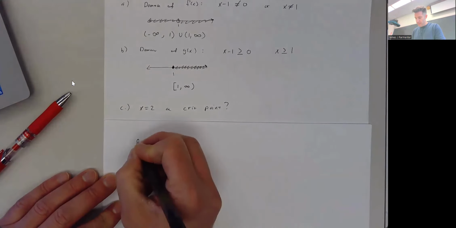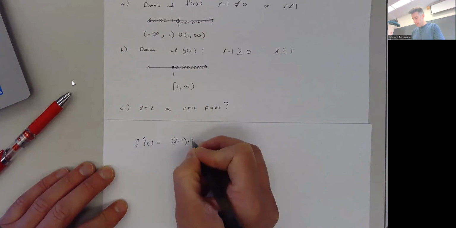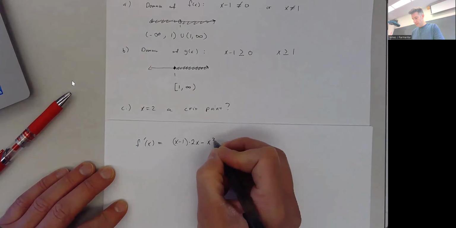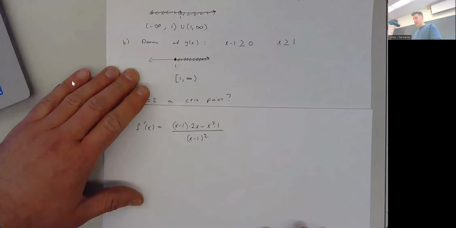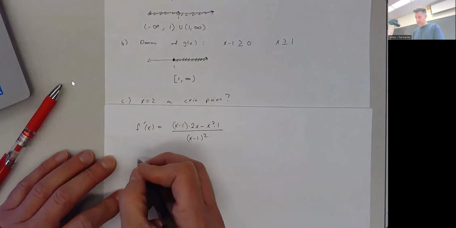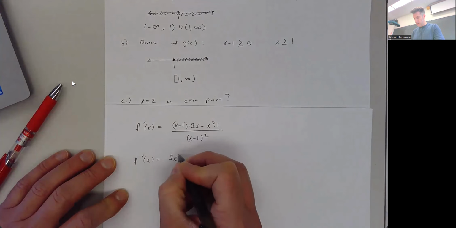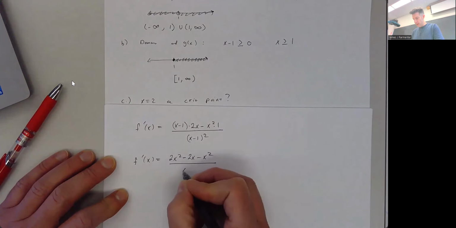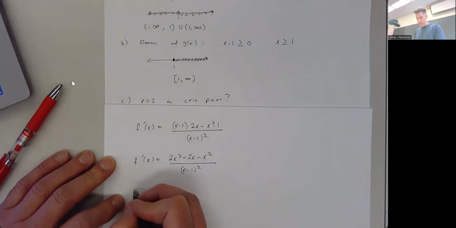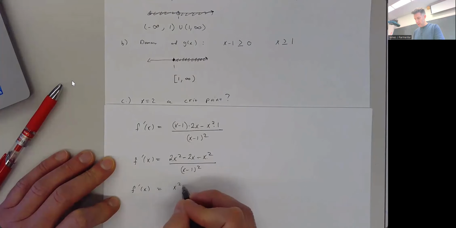So let's look at f prime. Quotient rule again. So bottom, times the derivative of the top, minus the top, times the derivative of the bottom, all divided by the denominator squared. I might do a little bit of simplifying here, just to make it easier to plug in. So f prime of x is equal to 2x times x is 2x squared, 2x times negative 1 is minus 2x, minus x squared, all divided by x minus 1 squared. And doing one more simplification, f prime of x, 2x squared minus x squared is just x squared minus 2x, all over x minus 1 squared.